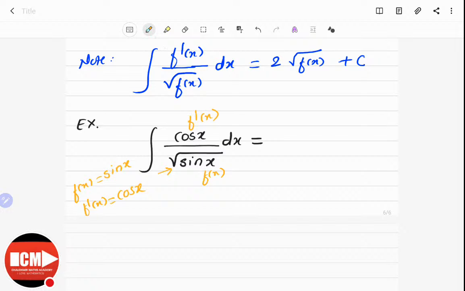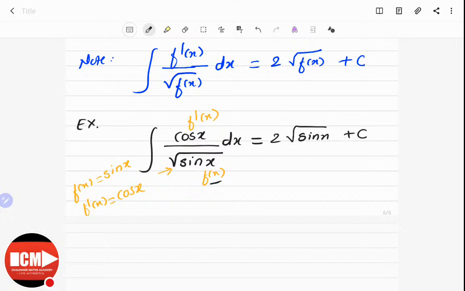f dash of x upon under root f of x. The final answer for this question is twice of under root f of x, that is, 2 under root sin x plus c. So this is the final answer for this corollary. Very interesting problems, right? Very, very interesting problem.